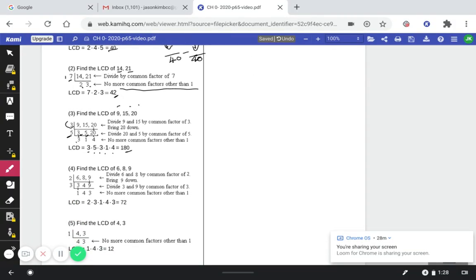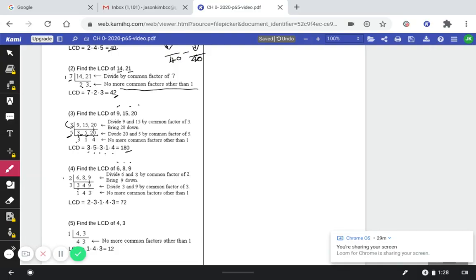One more time. Find the LCD of 6, 8, and 9. 6 and 8 are even numbers, but 9 is not. But you can just divide by the common factor 2, which is common to 6 and 8. Divide 6 by 2 is 3. Divide 8 by 2 is 4. 9 doesn't go into 2, so just write 9 under it.